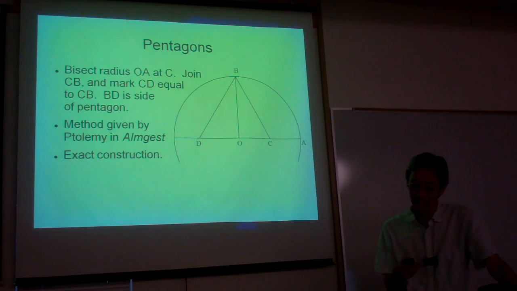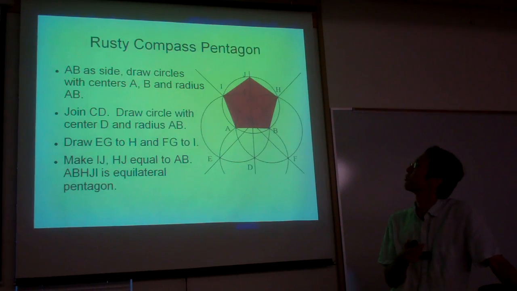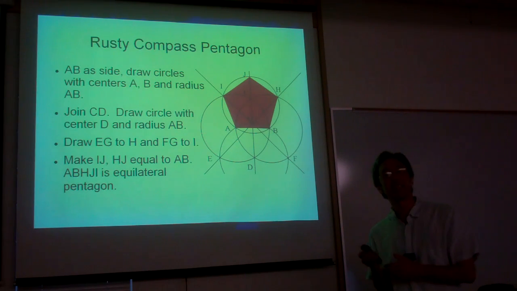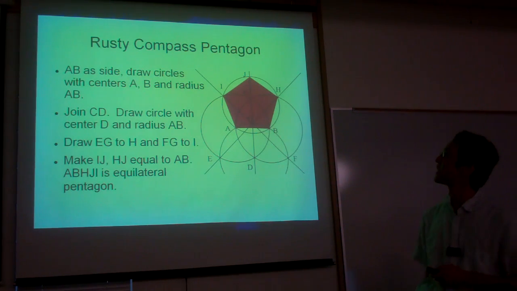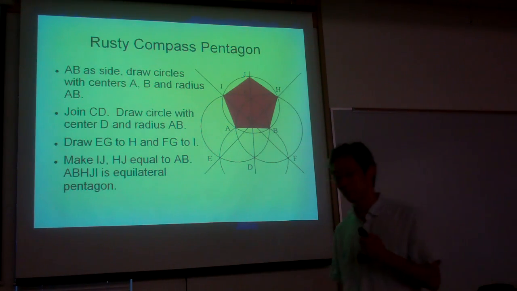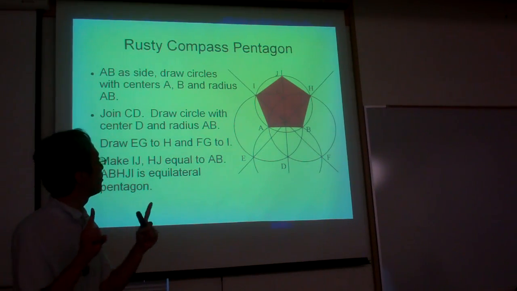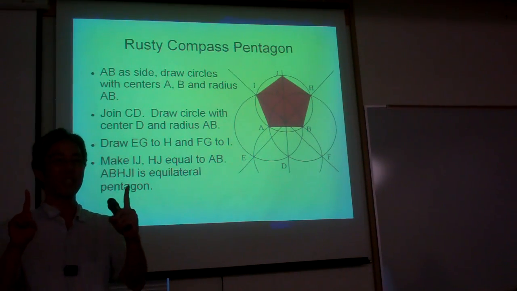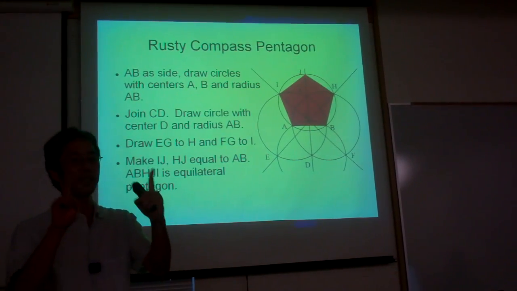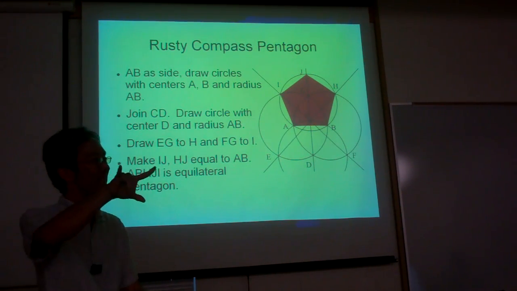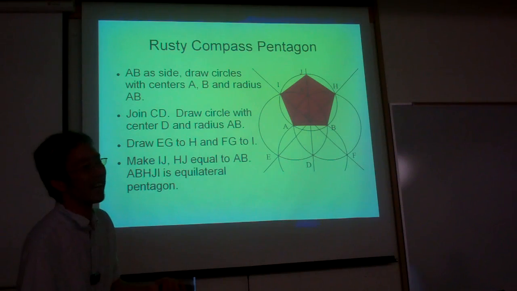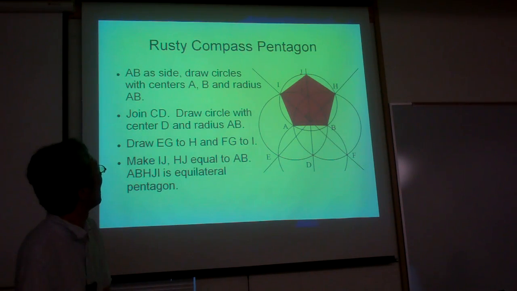And then Dürer gives an approximate construction. And again, there's something very interesting about this because this is what we would call a rusty compass construction. The assumption here is that you can only open your compass to one specific width, and the compass is jammed at that particular width, and that's all you can do. Now, there are certain things you can do with that particular construction, and Dürer describes a pentagon construction, and I'll just gloss over this pretty quickly.